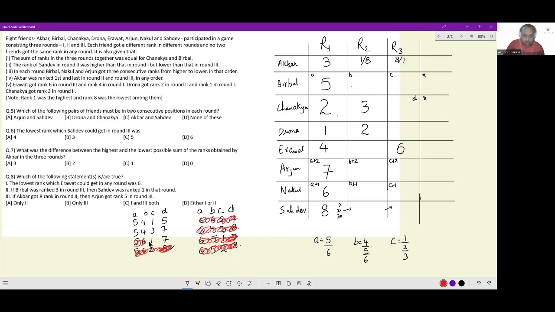So now this is also gone. Now that this is also gone, see, B is guaranteed to be 4. So this is now 4, this is 5, and this is 6. These cases are guaranteed.